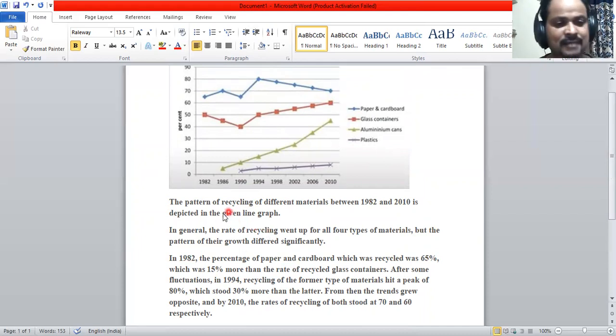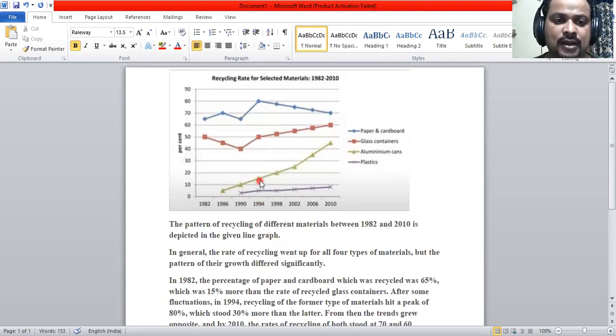Introduction is clear. The pattern of recycling of different materials between this point and this point is depicted in the given line graph. So I hope that is well explained there.